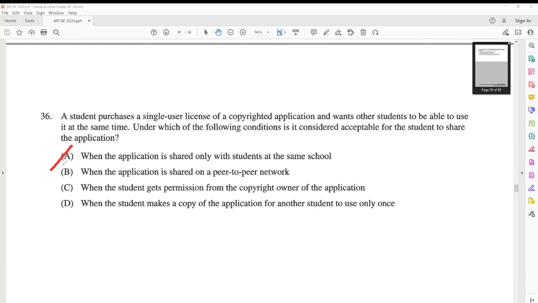So A is wrong. When the application is shared by a peer-to-peer network, no. You still need permission from the copyright owner, yes. D, when a user makes a copy of the application for a user to use only once, no. C is the answer. Okay. You must get permission to retransmit or redistribute it.